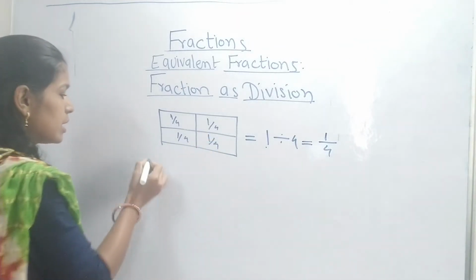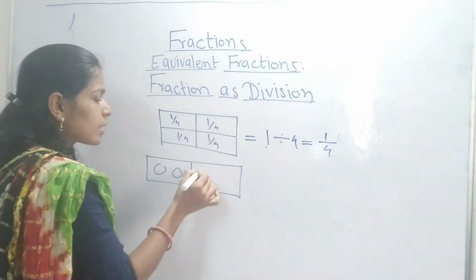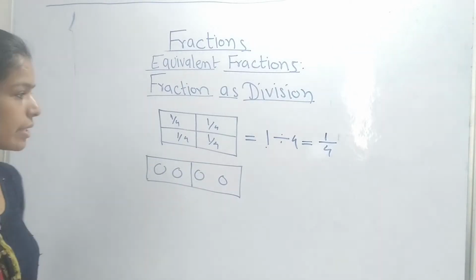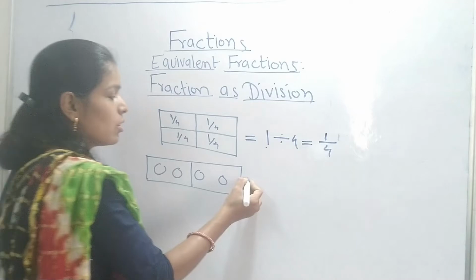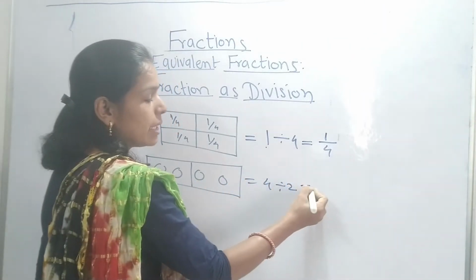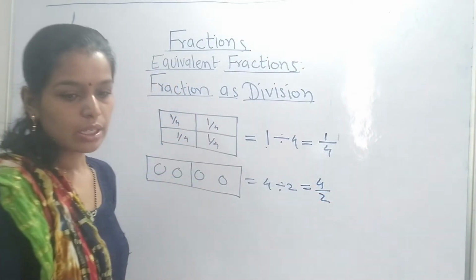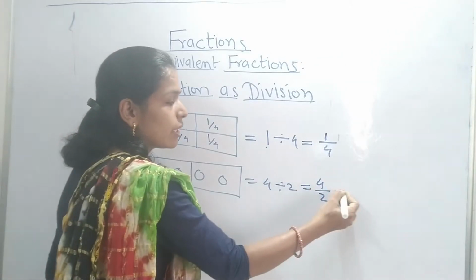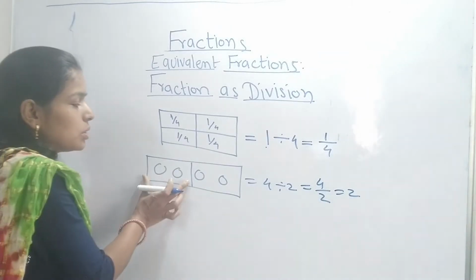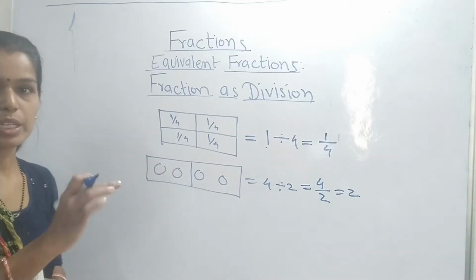Now see here. This is a rectangle in which 4 circles are there, and those 4 circles are divided into 2 parts. That is 4 divided by 2, which means 4 upon 2. 4 upon 2 means each part will contain 2, because you have to divide the numerator by the denominator. See here, 2 and 2. 4 divided into 2 parts, I get 2 circles in each part.